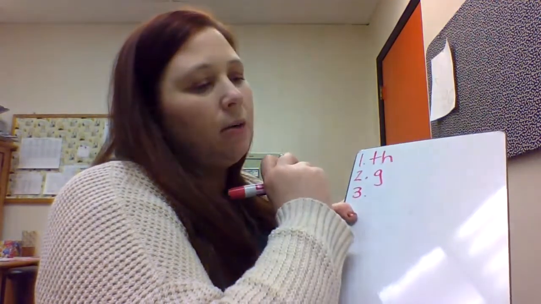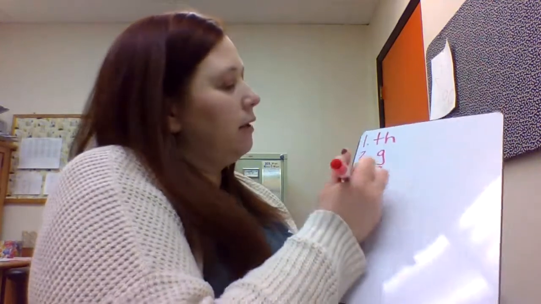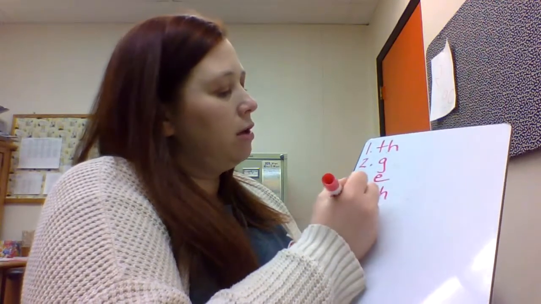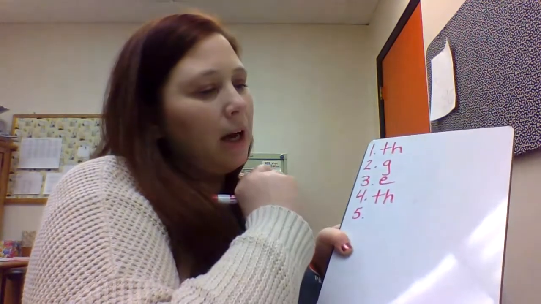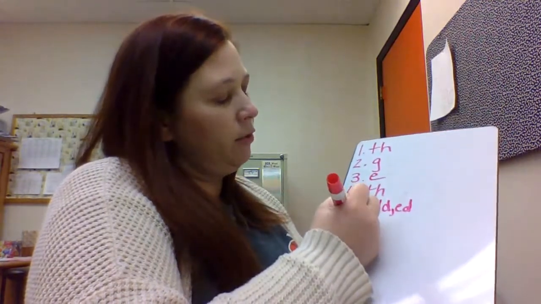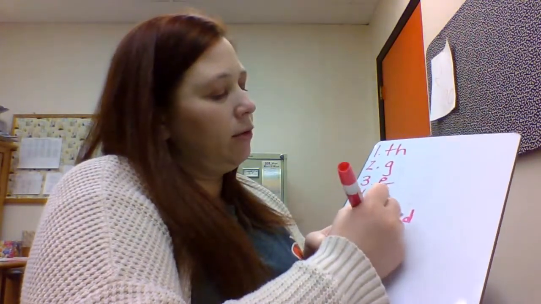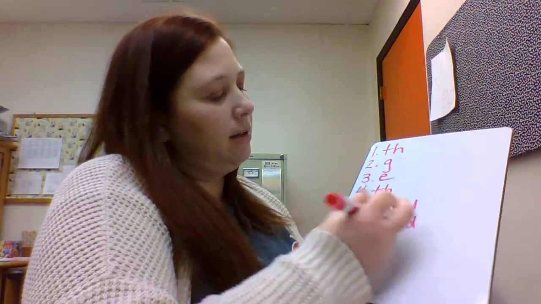Number 3, we have E. Ooh, they're giving us some easy ones again today, aren't they? Number 4, we have th. That's also TH. Number 5, we have D. That's D. Or as a final sound, it could be D or ED. Number 6, we have T. So that's T, or also as a final sound, T or ED.